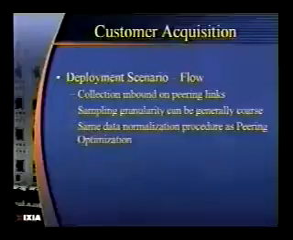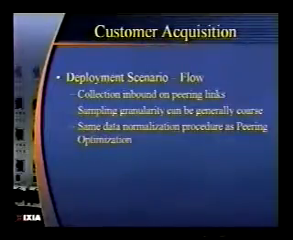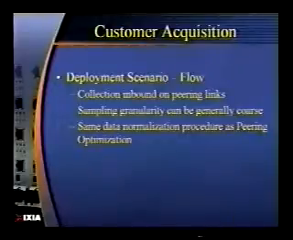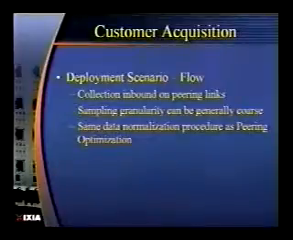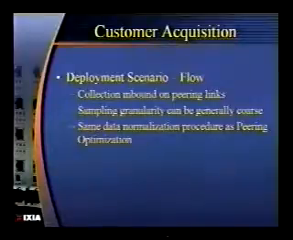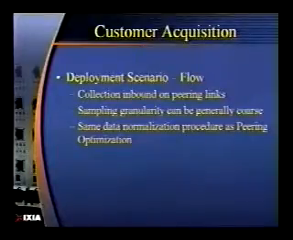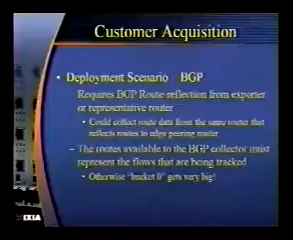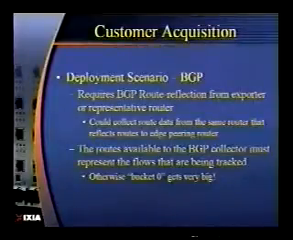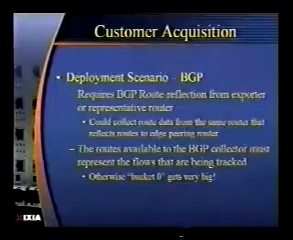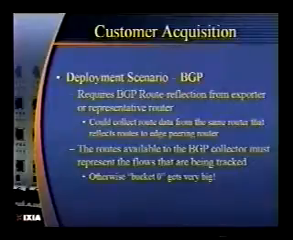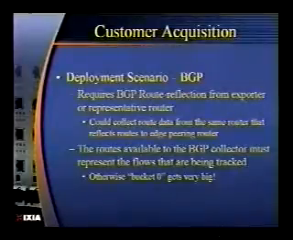In terms of flow collection inbound on peering links, sampling granularity can generally be coarse. You don't need exact numbers. Every megabit and every kilobit is not important to this question. It's just getting an ordered list of opportunities. So this is a pretty low resource consuming gig for the routers and for the collection scheme. The same data normalization procedure as peering optimization would be used here. For BGP, this is a slightly different model. Since you're looking at traffic mapping onto your network from the edges, this requires BGP route reflection from the exporter or representative router. We'll get to that in a second.